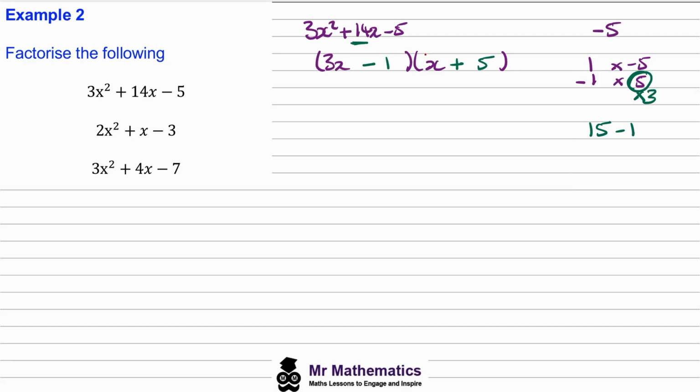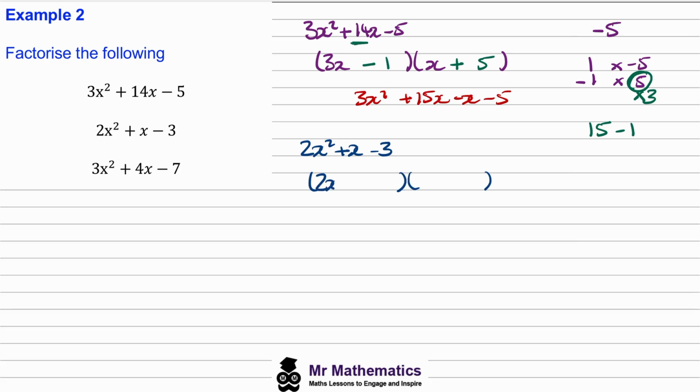We've got 3x squared, 15x, minus x, minus 5. And we do get the positive 14x here. Okay, let's try the next one. So we've got 2x squared plus x minus 3. We'll use 2 brackets.